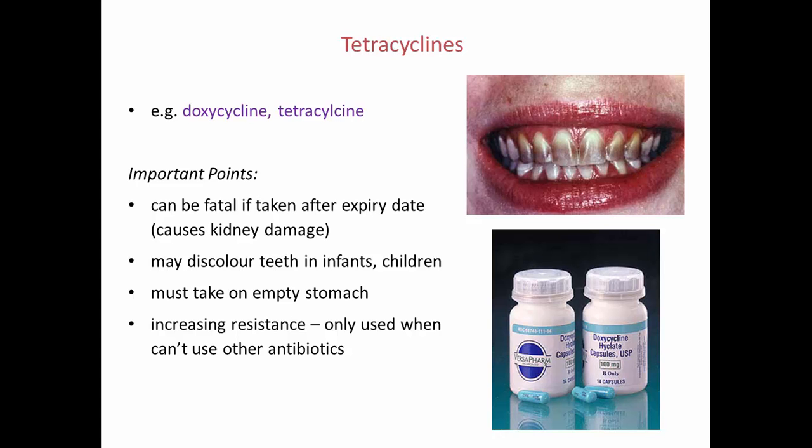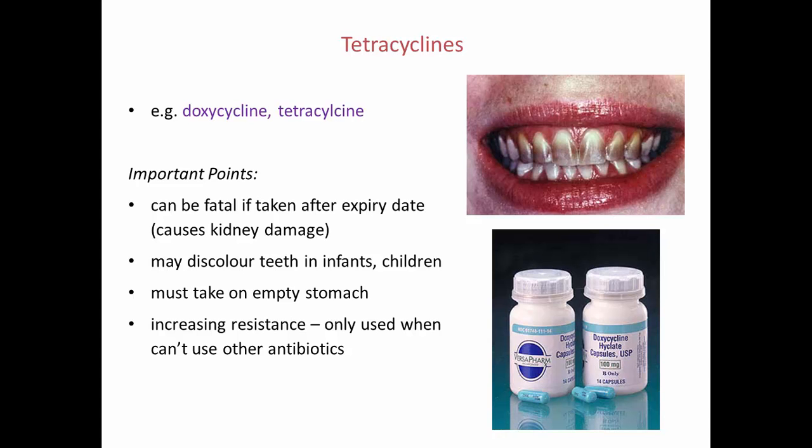Tetracyclines are another family of antibiotic drugs. They have a broader spectrum of activity than other classes of antibiotics, so they're effective against a wide variety of both gram-negative and gram-positive bacteria. Because they are broad spectrum and they've been around for a while, there are lots of species of bacteria that are resistant to this group of antibiotics. So usually now they're only used when other antibiotics are not working.